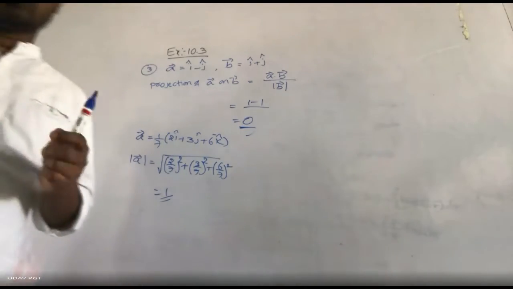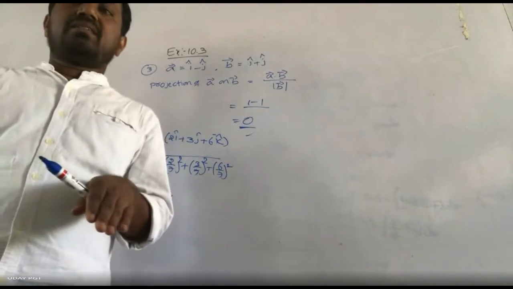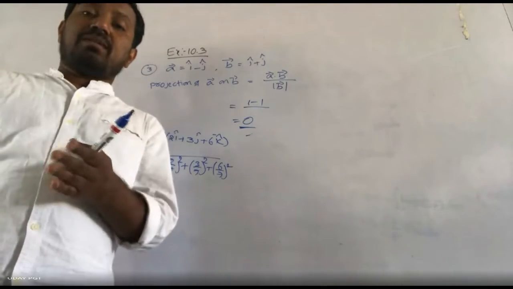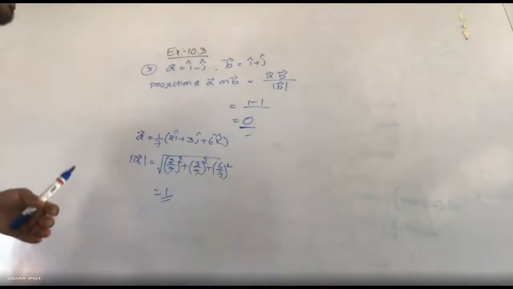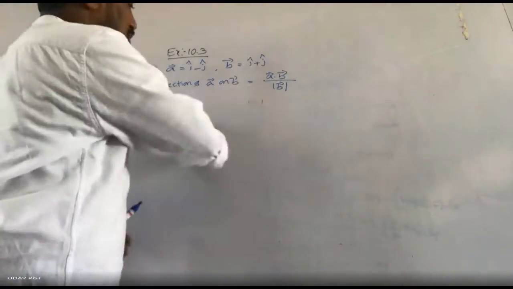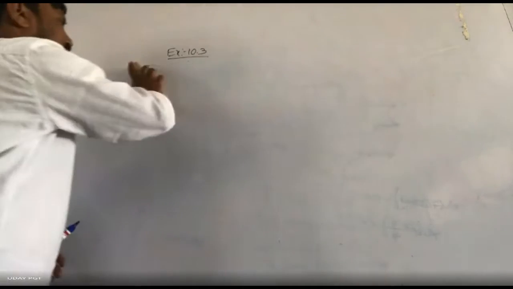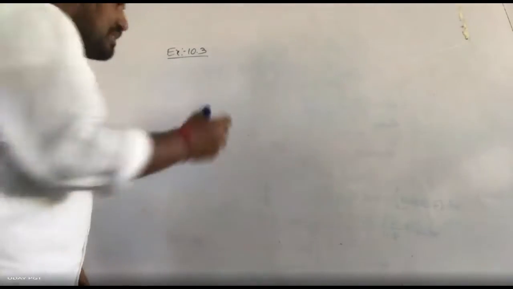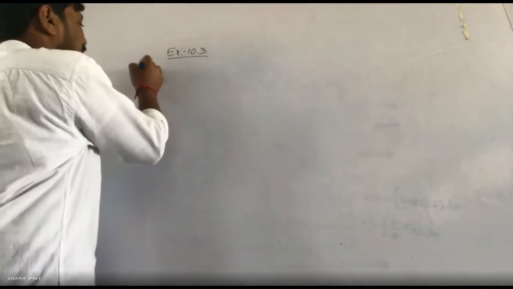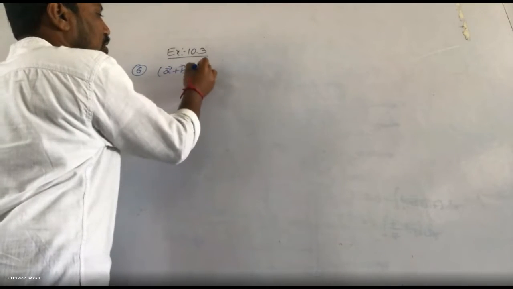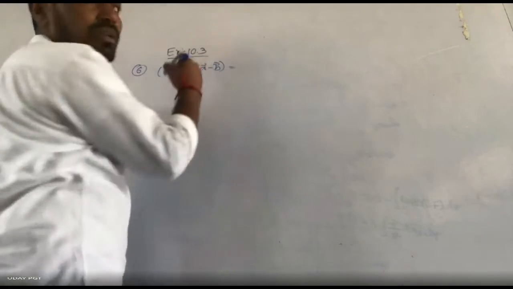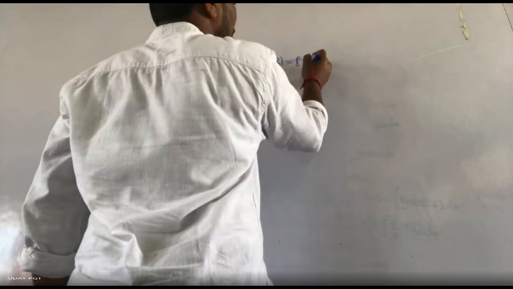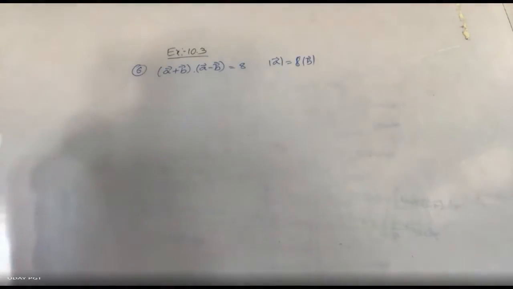The next question is: find the magnitude of A and the magnitude of B, given that (A plus B) dot (A minus B) is equal to 8, and the magnitude of A bar is equal to 8 into the magnitude of B bar. This is a very interesting and simple question. You can expect this question for 2 marks; it is an important 2 marks question. This is question number 6.